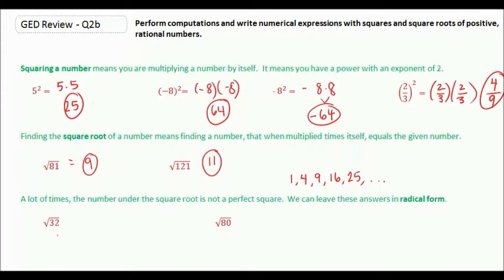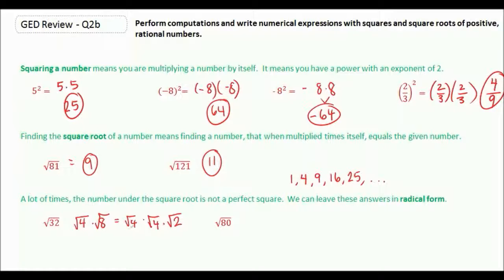So what we're going to do is see if we can find a perfect square that goes into our numbers. Well, I know for 32 that equals 4 times 8. So we can say that root 32 is really root 4 times root 8. But really, root 8 could be broken up more. So that would be root 4, and then root 8 would be root 4 times root 2.